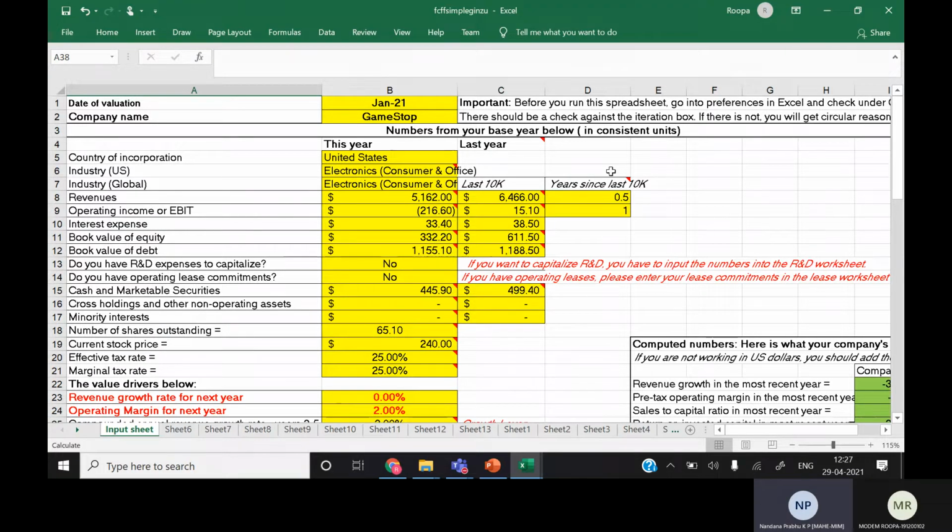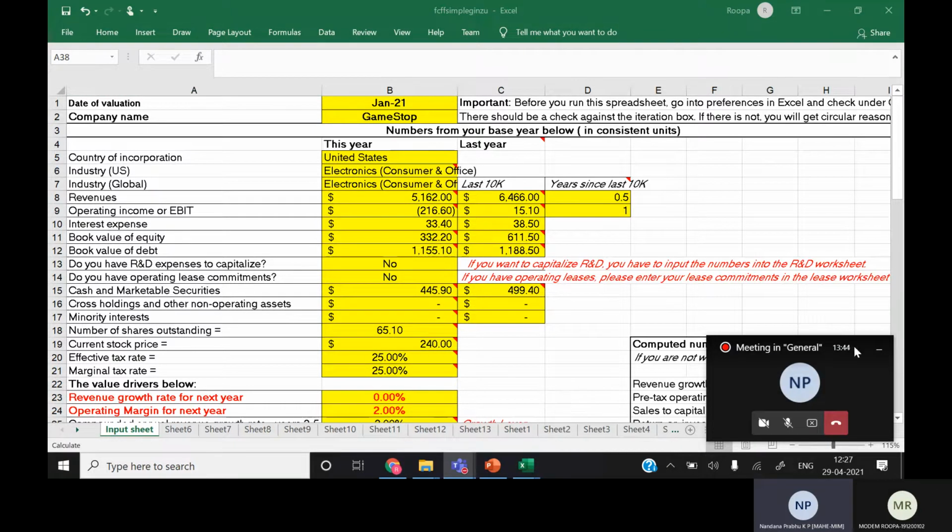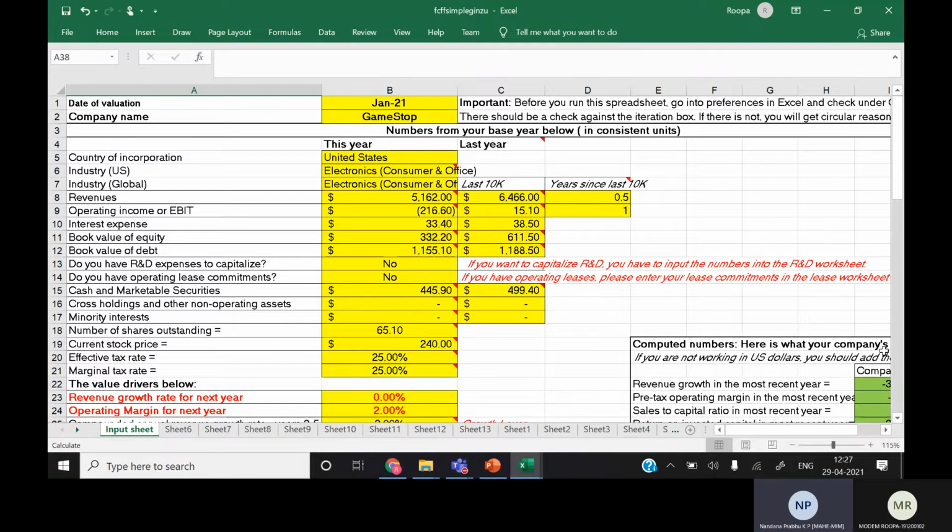Though accountants treat them as expenses, for the purpose of valuation, they should be treated as debt and asset, because R&D is going to create an asset for you in the form of a patent, for example, or an investment. Therefore, the expenditure on R&D should be treated as capital expenditure, which will turn out to be a patent, which will create an asset for you.